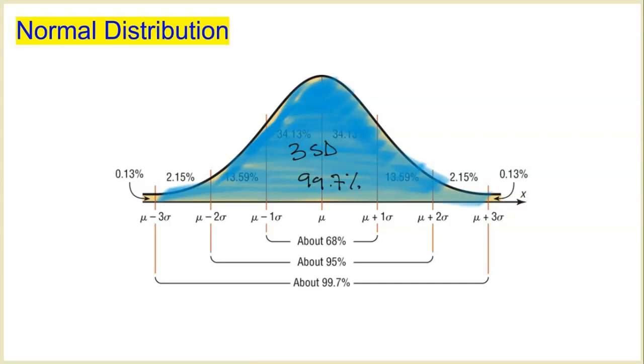Generally, we just look for data values that are within 3 standard deviations because that encompasses almost all of the data set. 99.7 is near 100. So that's generally how far we go out to when we look at a normal distribution.